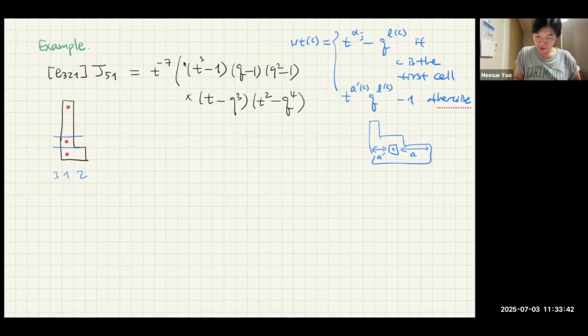And then for the last cell, it's not the leading cell, so we're going to use this weight. And it's t, because for this one, this is the co-arm. And so this is t minus 1. So this will give one factor. And there are 3 others.